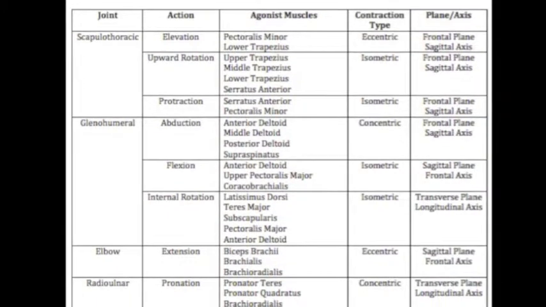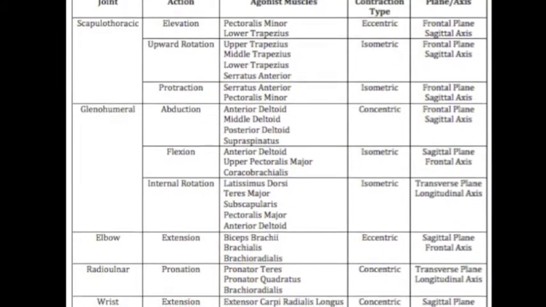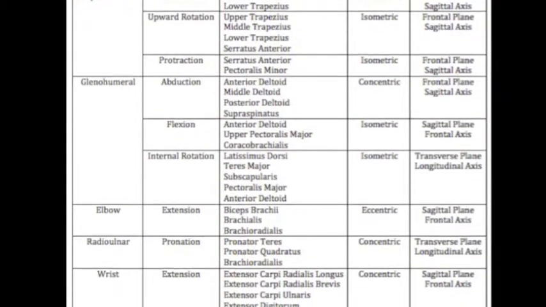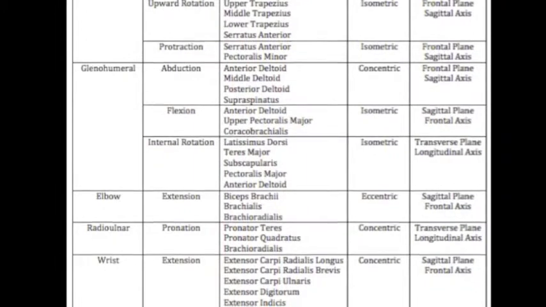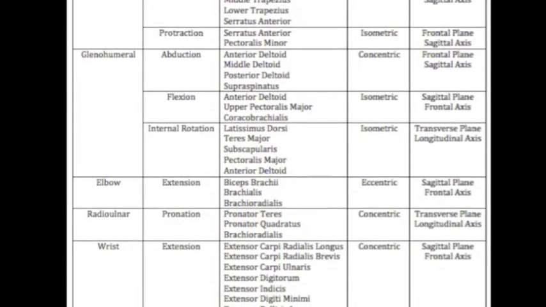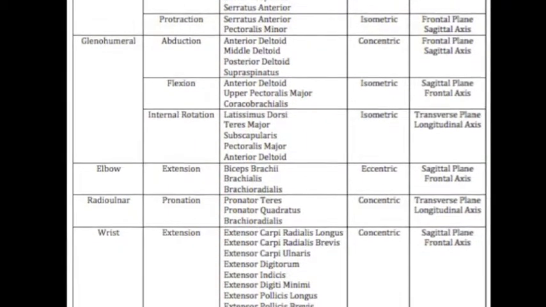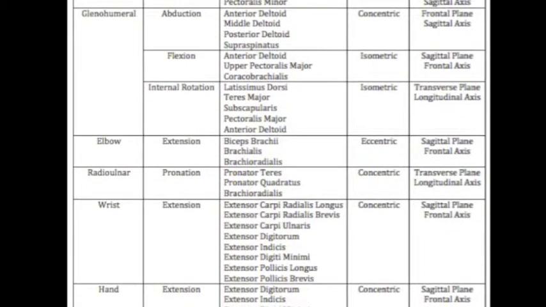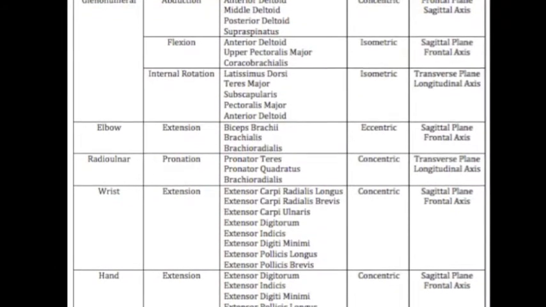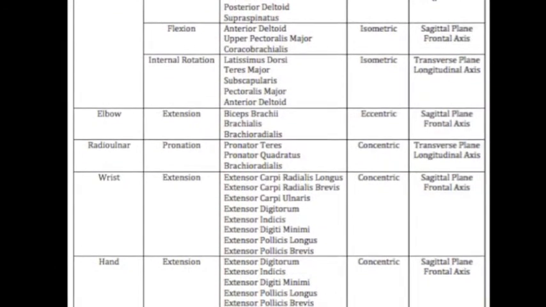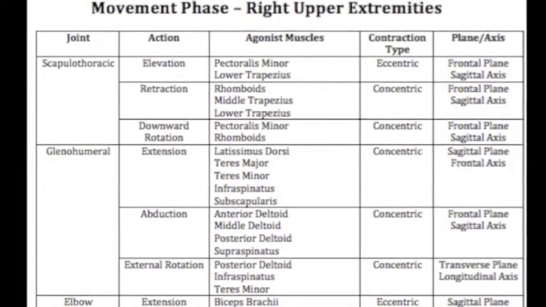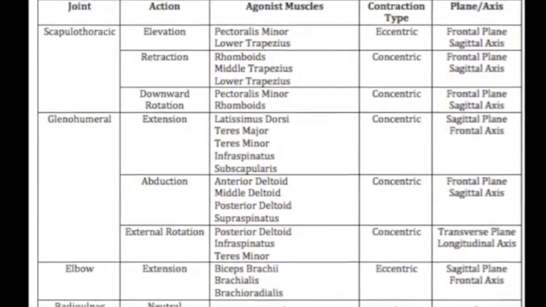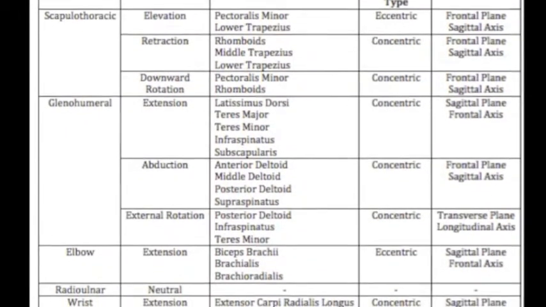On the right, there is eccentric scapulothoracic elevation using the scapulothoracic depressors, along with concentric retraction using the rhomboids, middle trapezius and lower trapezius, and concentric downward rotation using the pectoralis minor and rhomboids. At the glenohumeral joint, there is concentric extension using the latissimus dorsi, teres major, teres minor, infraspinatus, subscapularis, concentric abduction using the glenohumeral abductors, and concentric external rotation using the posterior deltoid, infraspinatus, and teres minor.